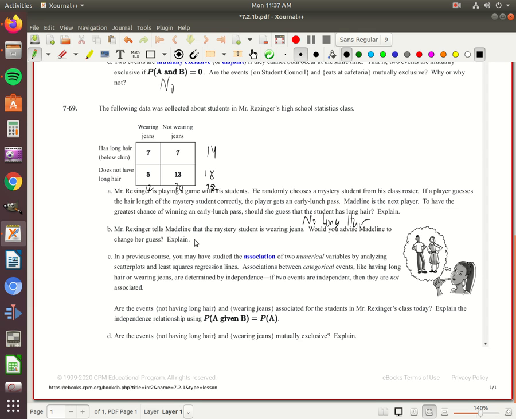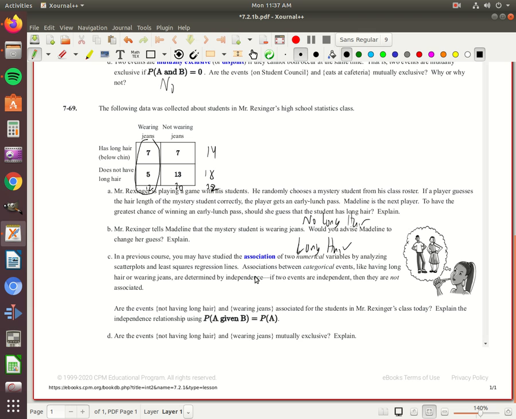All right, it says Mr. Rexinger tells Madeline that the mystery student is wearing jeans. Okay, so we know that this person is wearing jeans. Now what should she guess? Well, now she should guess long hair because more people wearing jeans have long hair than don't have long hair. So that condition of wearing jeans affects the probability, right? So yeah, her guess should change to having long hair now.